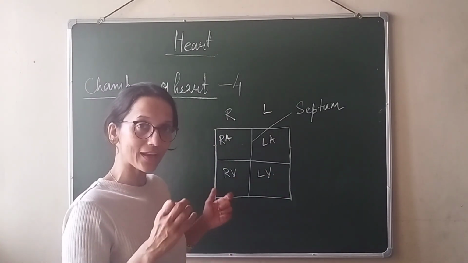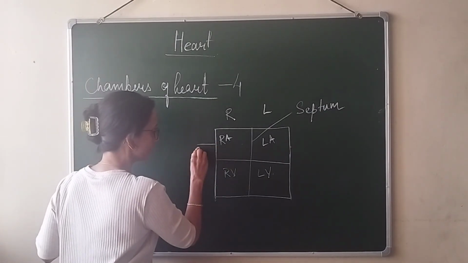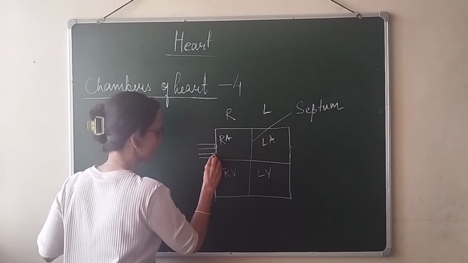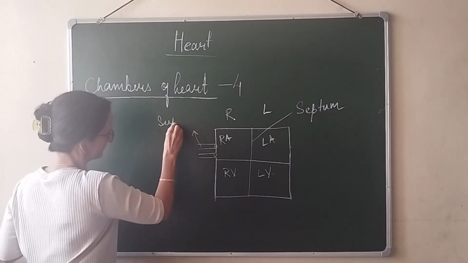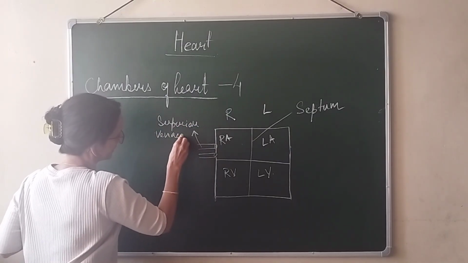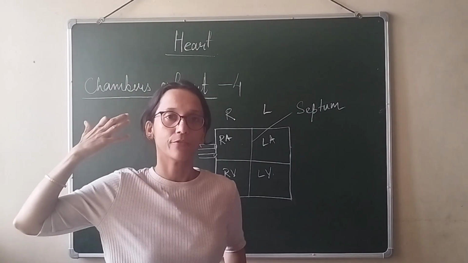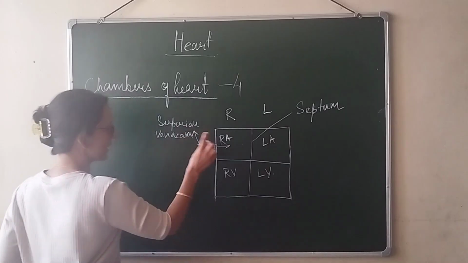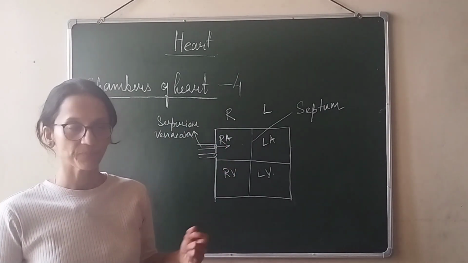So as I told you, right side is going to collect oxygen deficient blood, and there are two pipelines which will bring this oxygen deficient blood here. One is known as the superior vena cava. Why superior? Because it is going to bring blood from the upper half of your body. So it brings deoxygenated blood from the upper half of your body and pours it in the right atrium.